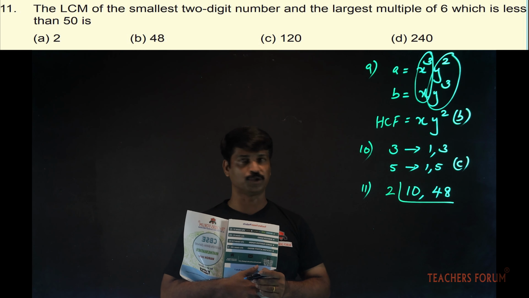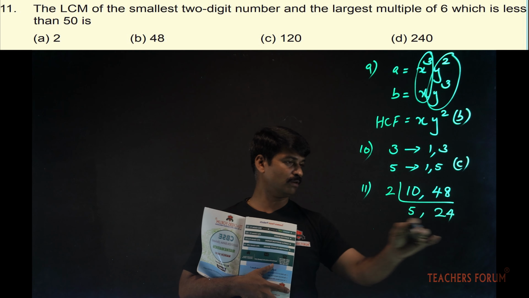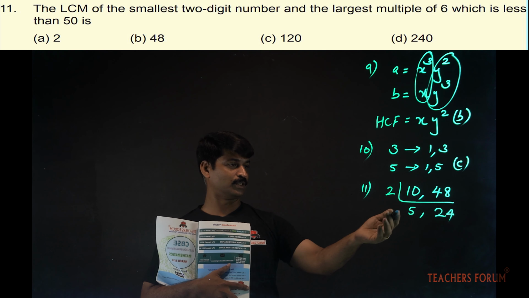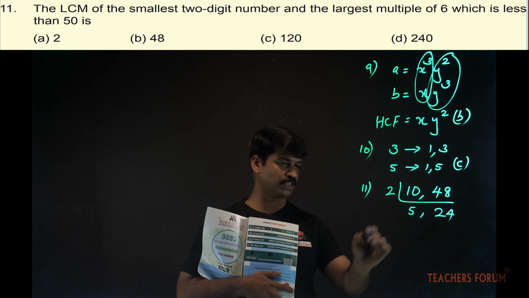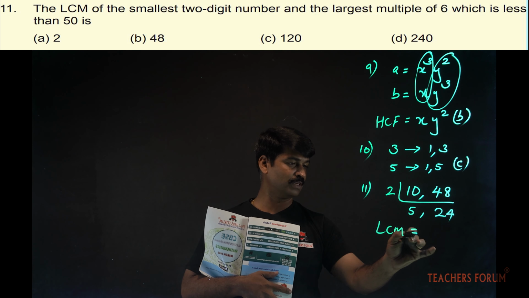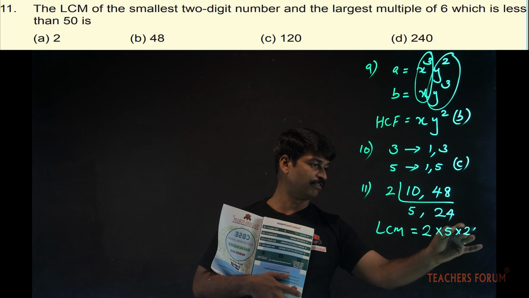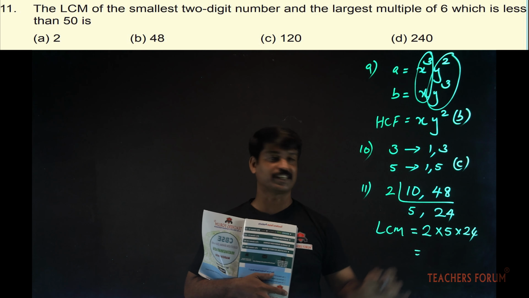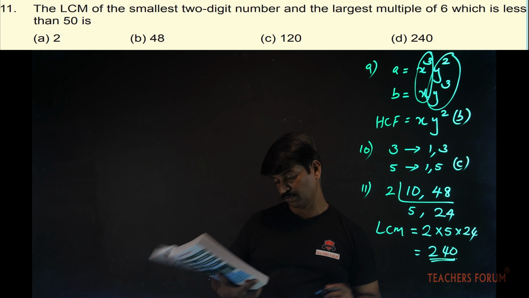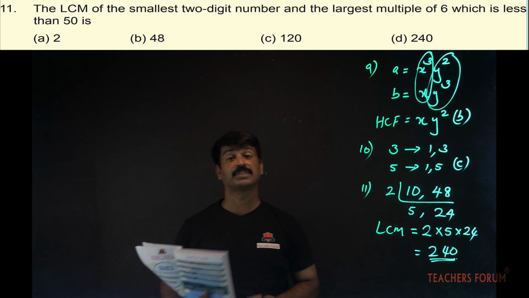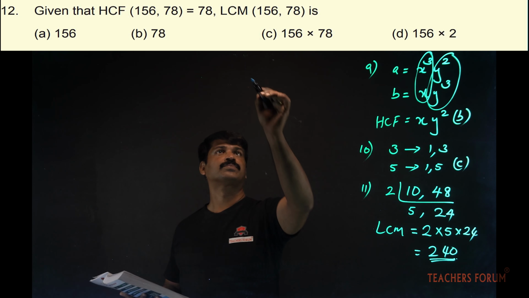You know how to find the LCM. You can divide throughout by 2. You will be getting 5. Here you will be getting 24. Now, no common factors between 5 and 24 except 1. Okay. So the process stops here. Now can you tell me what is LCM? LCM is equal to 2 into 5 into 24. That is equal to 2 fives are 10. 10 into 24, that is 240. So the LCM is 240. So what's the correct option? The option is option D. Now let us go for the 12th one. 12th question.